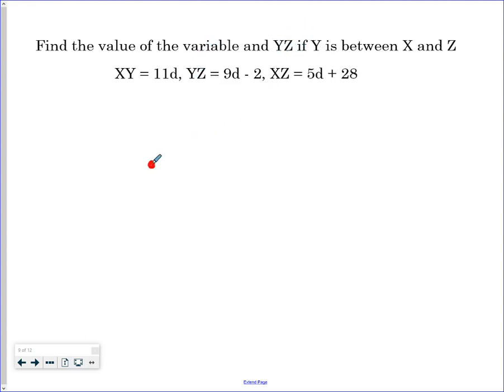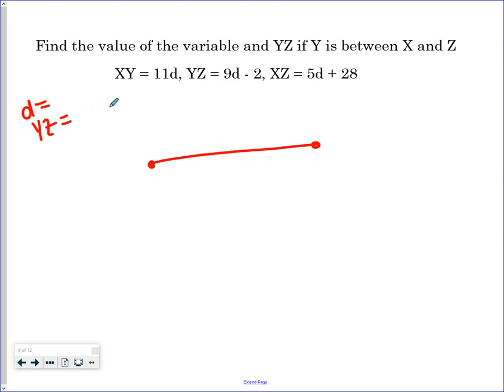YZ, or excuse me, wait, find YZ if Y is between X and Z. We have to pay attention to how we're going to draw it. Don't just draw YZ. I need to slow down. The first thing they asked us for was the value of the variable. What's a variable? That's a fancy word for what? What does variable mean? Do you guys remember? Letter. Find the letter. So typically it's X, but here we're going to be looking for the letter D, okay?